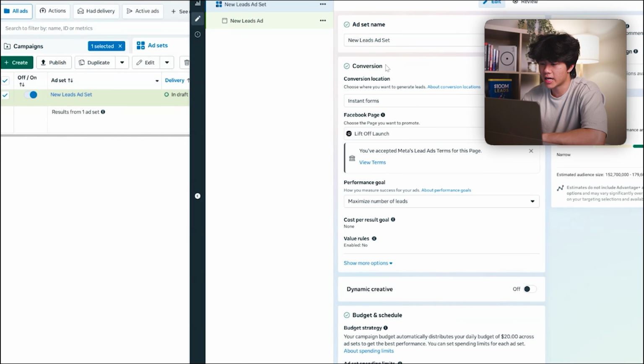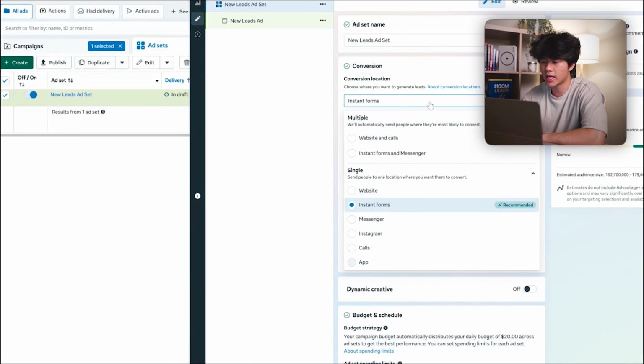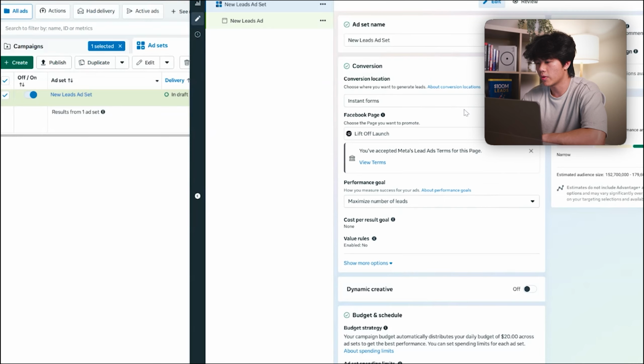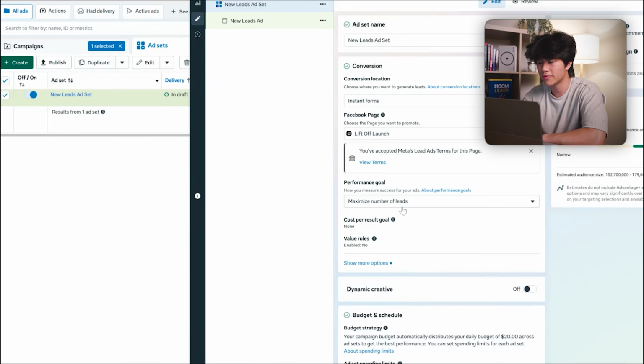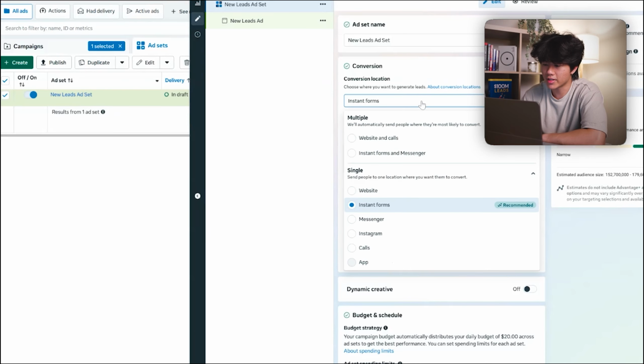So now for the ad set, right? For the conversions, we want to make sure that it is set on instant forms. We don't want to send them over to a website. We don't want to send them over to Messenger, Instagram. We don't want to be calling them. It wants to be specifically instant forms. The reason why is because all the other options create friction. We don't want friction when we're getting leads, because the goal is to get 100 people from those leads and then see if we can turn those 100 people into 10 appointments. So we're going to have instant forms.